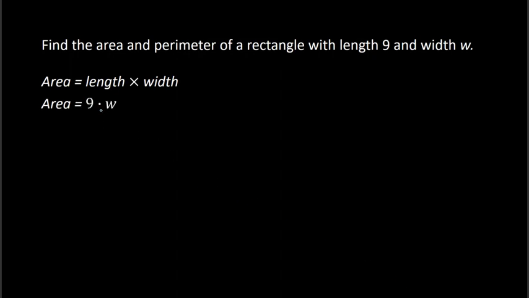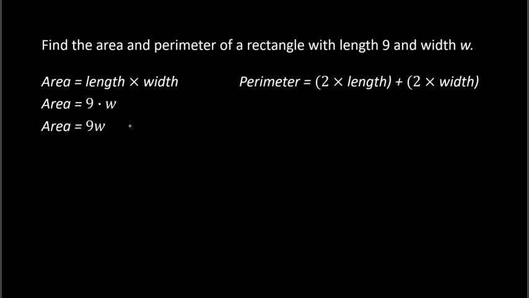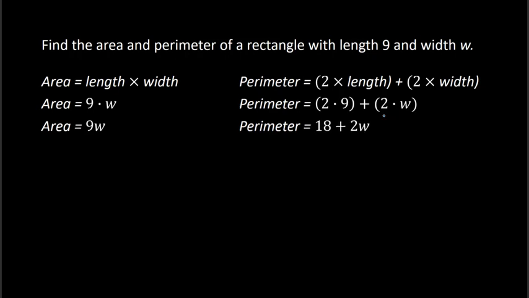So you can write it with the times sign in between, which is this raised dot, or you can just write 9 next to the W, which is the more common way of writing. So we have area equals 9W. For perimeter, your perimeter formula is 2 times the length plus 2 times the width. So the length is 9 and the width is W. So we'd have 2 times 9 plus 2 times W. Well, 2 times 9 is 18, and then 2 times W you can write as simply 2W. So my perimeter can be expressed as 18 plus 2W.